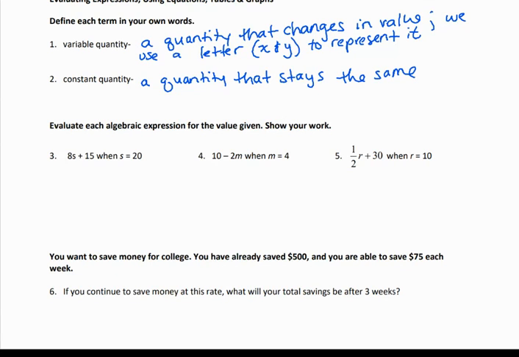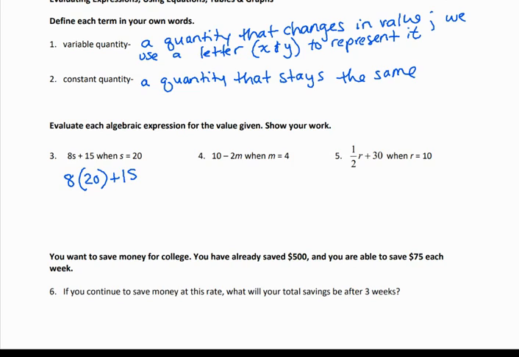Okay? So let's start by evaluating expressions. So let's just first talk about 8s plus 15. What is the variable here in 8s plus 15? S, exactly. What's a constant in 8s plus 15? 15 and 8, exactly. The numbers, those are the constants, okay? So when we're evaluating, what's changing is the S. I'm going to put a 20 in there, but the 8 and 15 stay exactly the same.